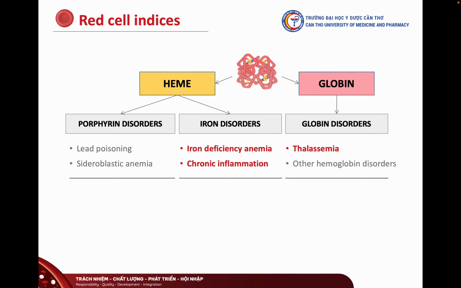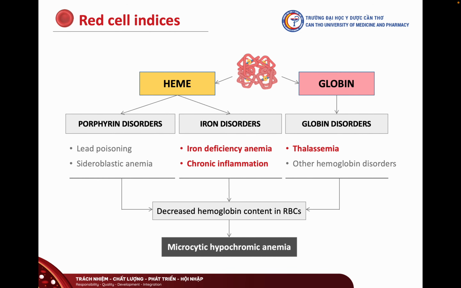All of these conditions reduce hemoglobin production, leading to smaller, paler red cells, the hallmark of microcytic hypochromic anemia. So, these three conditions in red, iron deficiency, chronic inflammation, and thalassemia, are the must-know causes to remember when we talk about microcytic hypochromic anemia.